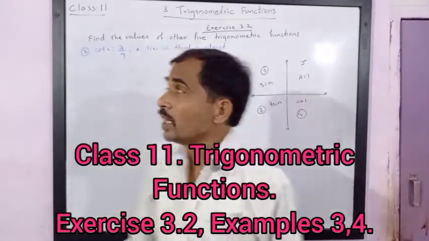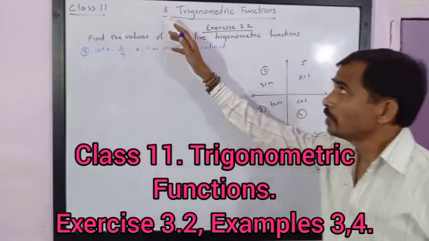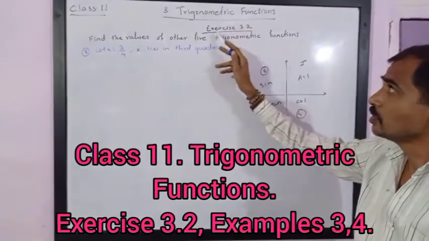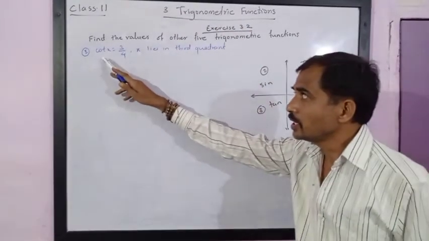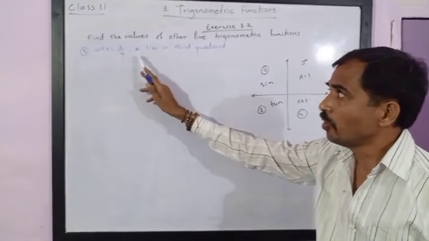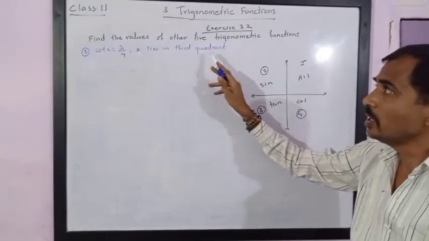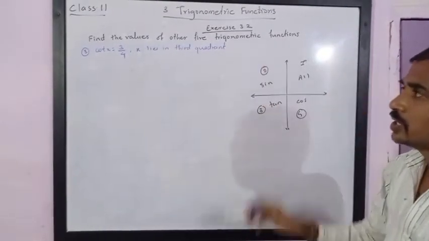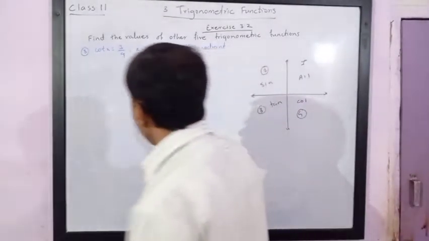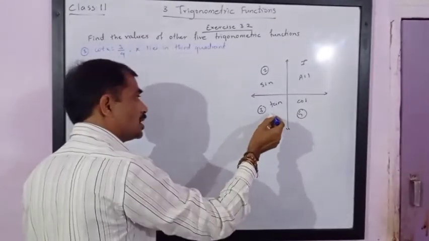Dear friends, in class 11, chapter number 3, trigonometric functions, we are solving problems from exercise 3.2 and we have the third example: cot x is equal to 3 upon 4, x lies in third quadrant. We are asked to find the values of the other 5 trigonometric functions. So cot x is given this time and x lies in third quadrant.